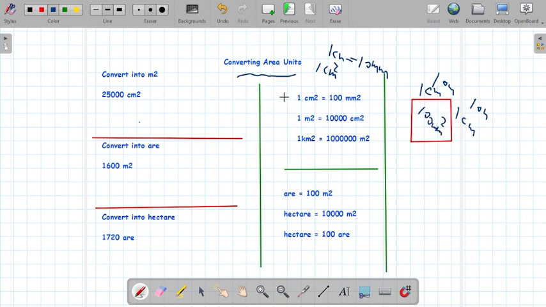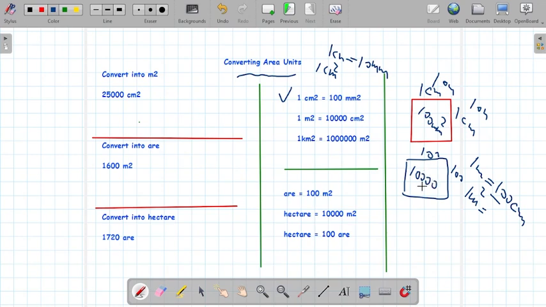So from this, you can find out that if you apply the same concept, if you take another square, for example, and you say that I want to know how many meters square in a centimeter square. I know that 1 meter, for example, equals 100 centimeters. So it means that for 1 meter square, I need to square the 100. So 100 centimeters here, 100 centimeters here. It means that in 1 meter square, I have 10,000 centimeters square.